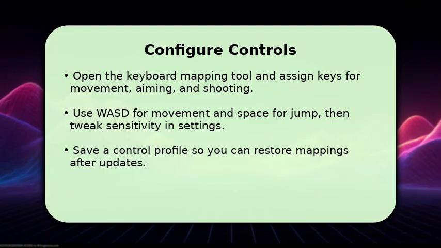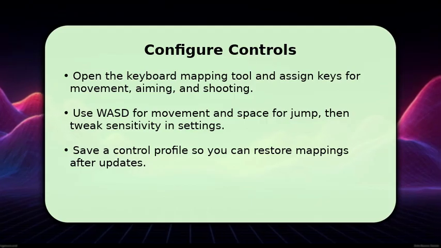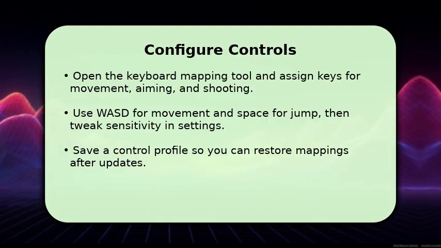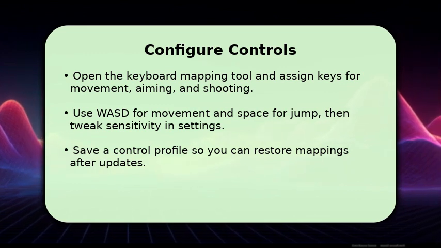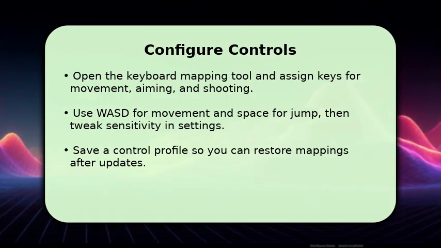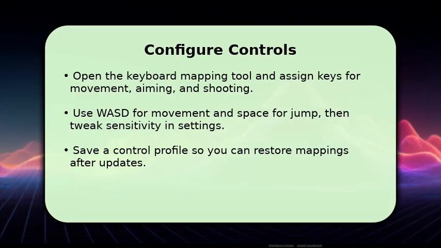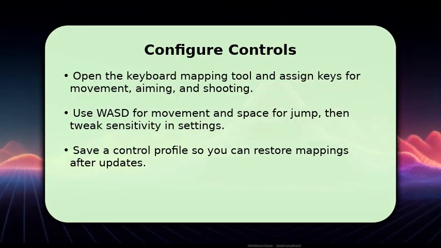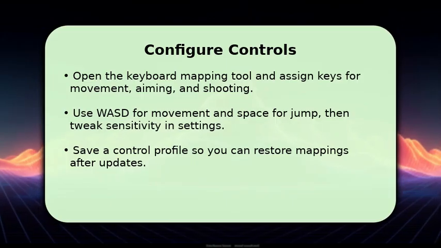Open PUBG Mobile inside the emulator and access the keyboard mapping tool to assign keys for movement, aiming, shooting, and menu actions. Use sensible defaults like WASD for movement and space for jump, then tweak sensitivity and aim assist in game settings. Test bindings in a training match, adjust DPI and mouse sensitivity inside emulator if needed, and save a profile so you can restore settings seamlessly across updates.